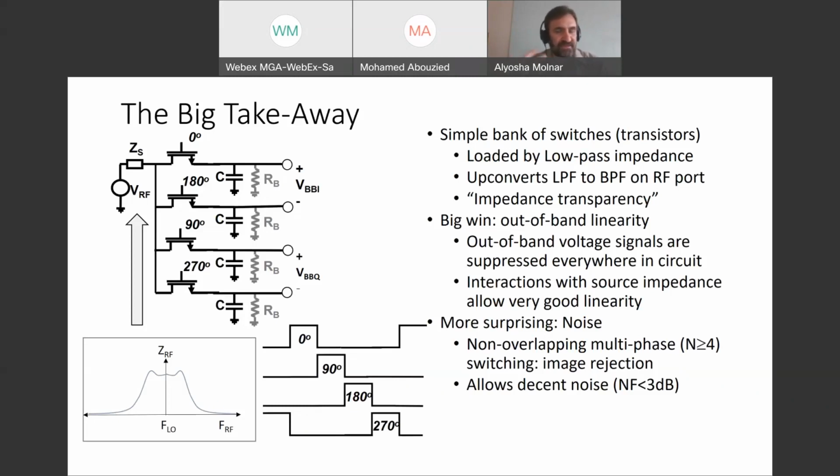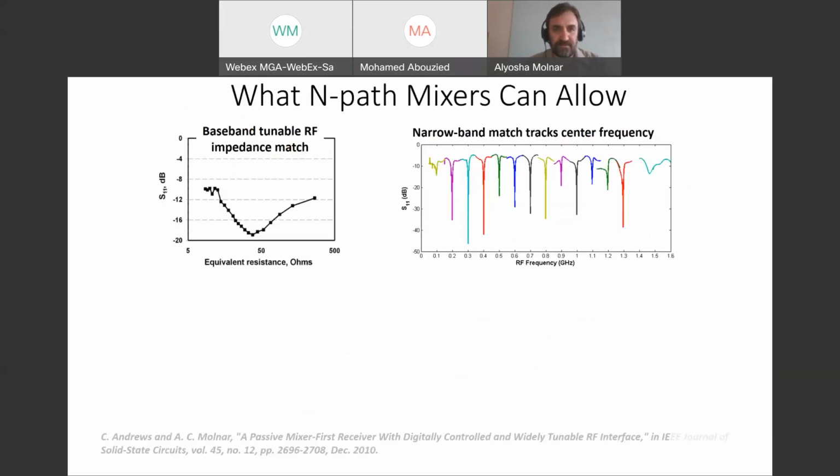You have something that can act as a filter. It has great out-of-band linearity. It has decent in-band noise, and so it's really caught on as a technique that gets used in a lot of places. So what can it accomplish?